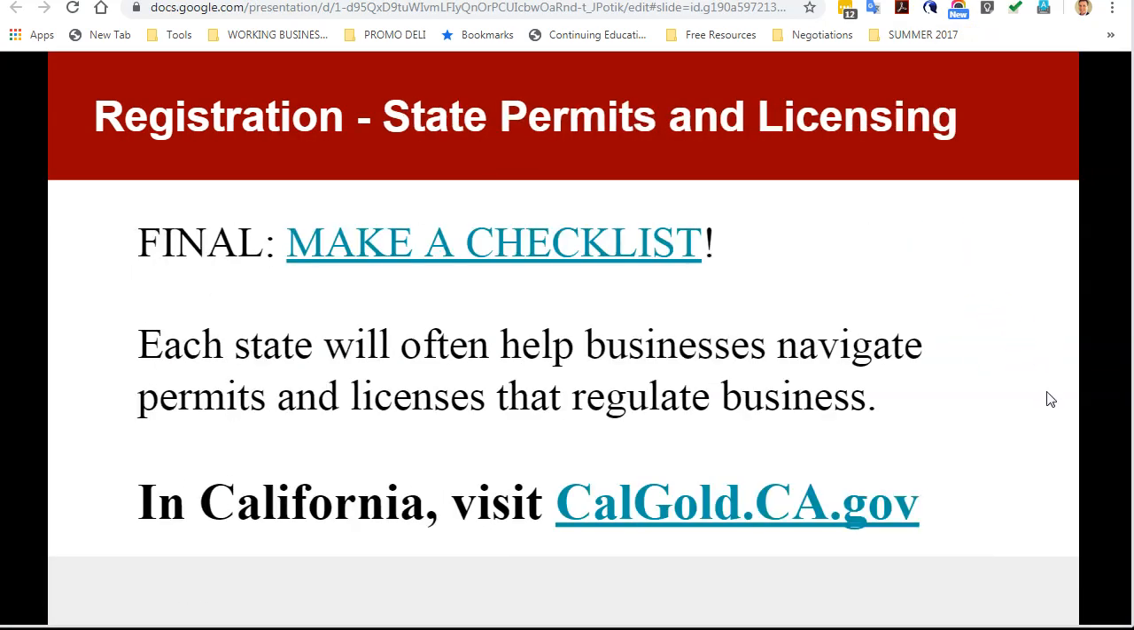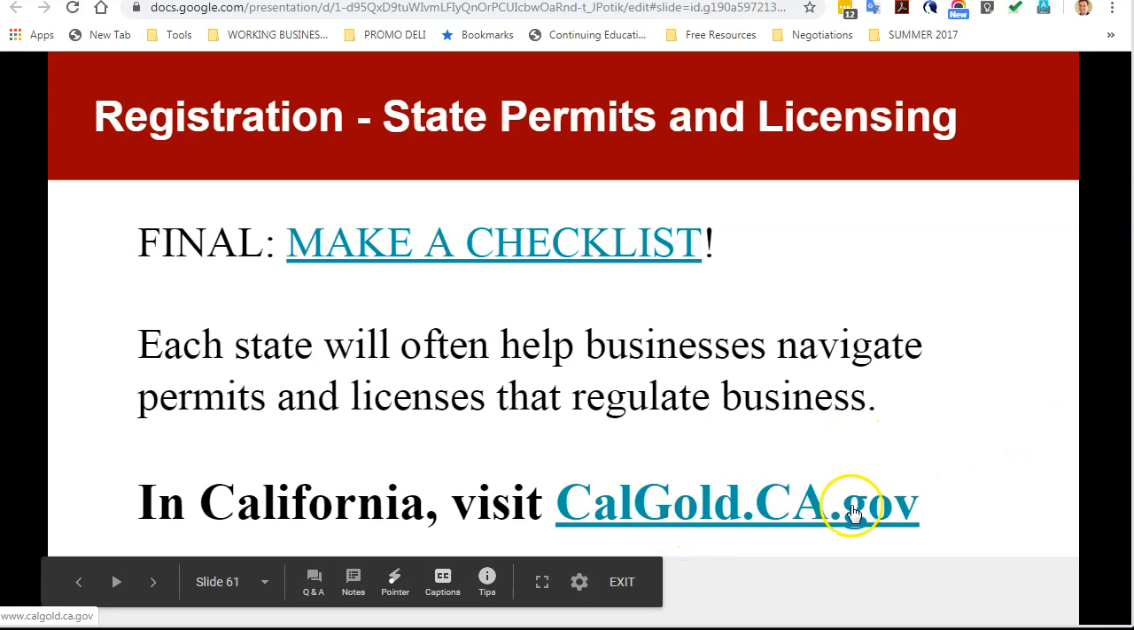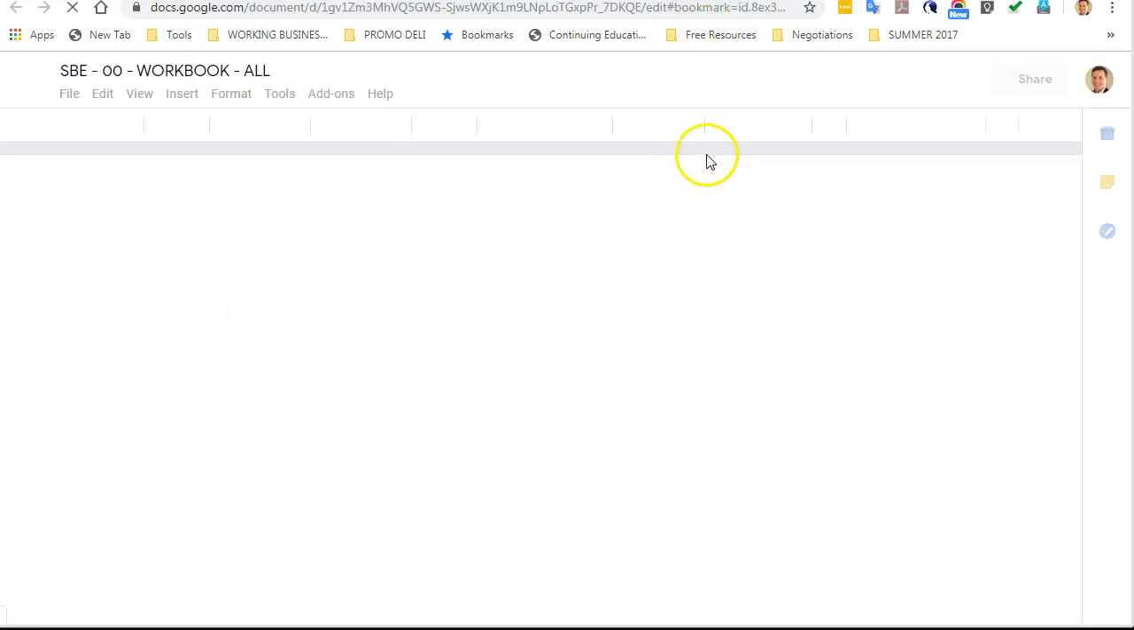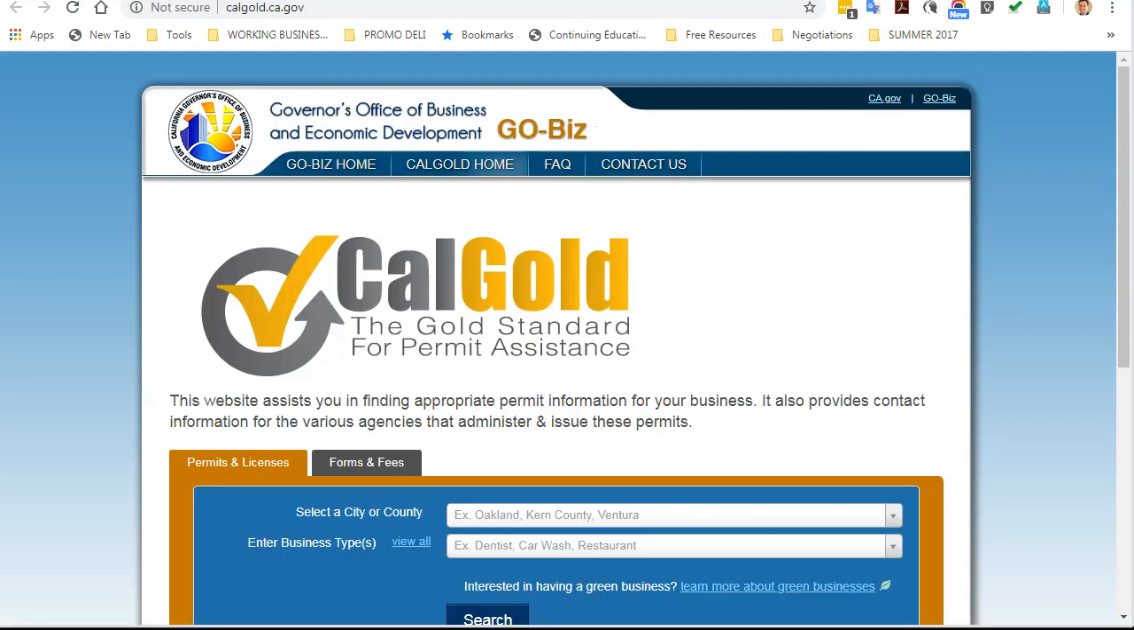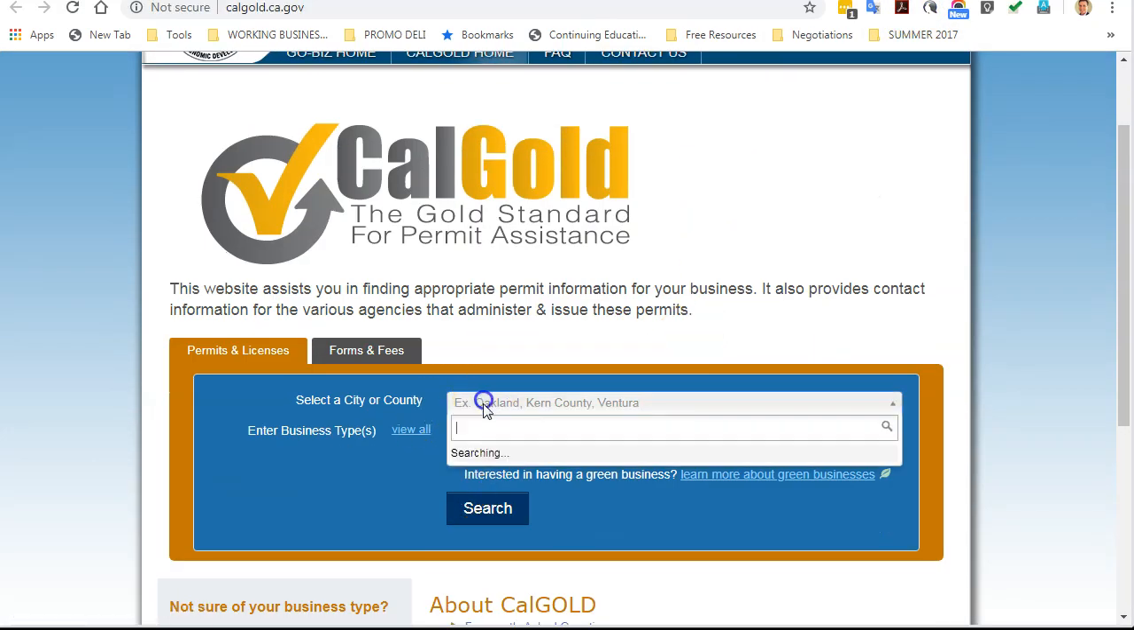So the final step is to make a checklist. If you are operating in the state of California, they make this amazing website called calgold.ca.gov, and you can click on that. In the workbook assignment, we have the checklist for you. We've created it for you, and that's your assignment. But CalGold says enter your state or city.